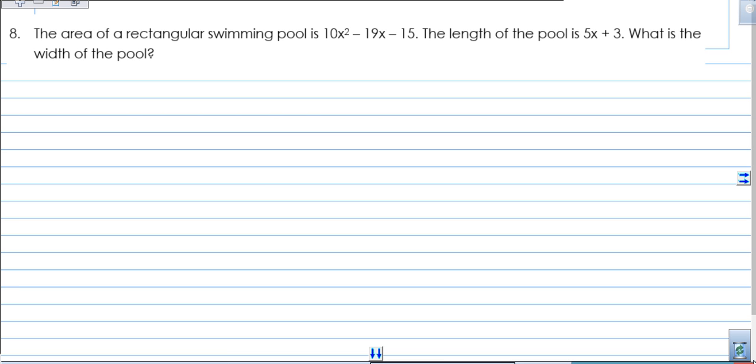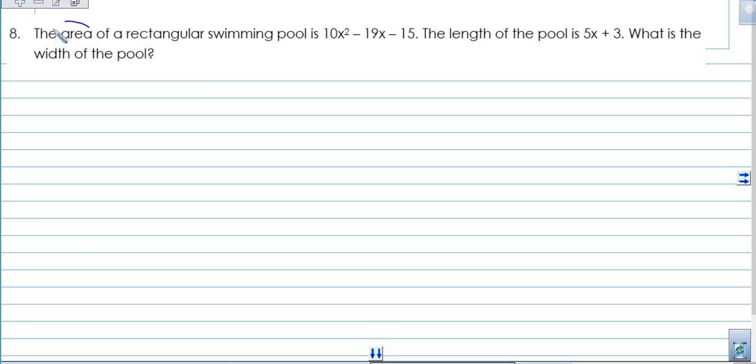Okay, welcome to the area factoring application worksheet, questions number 8 through 13. We'll start with question number 8.